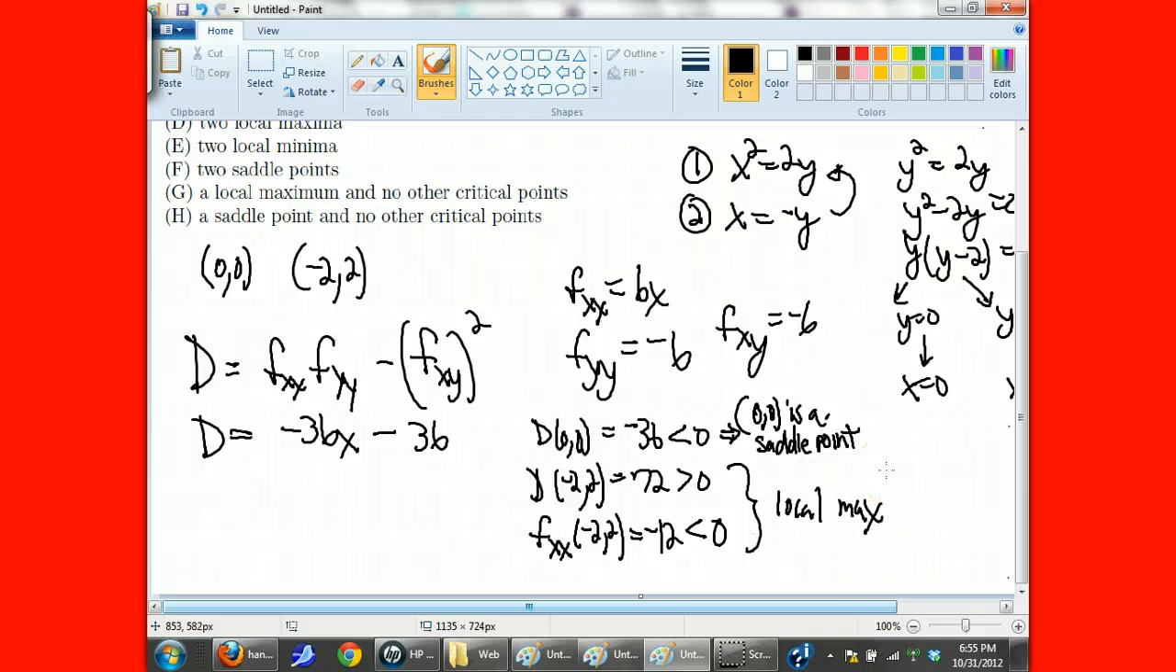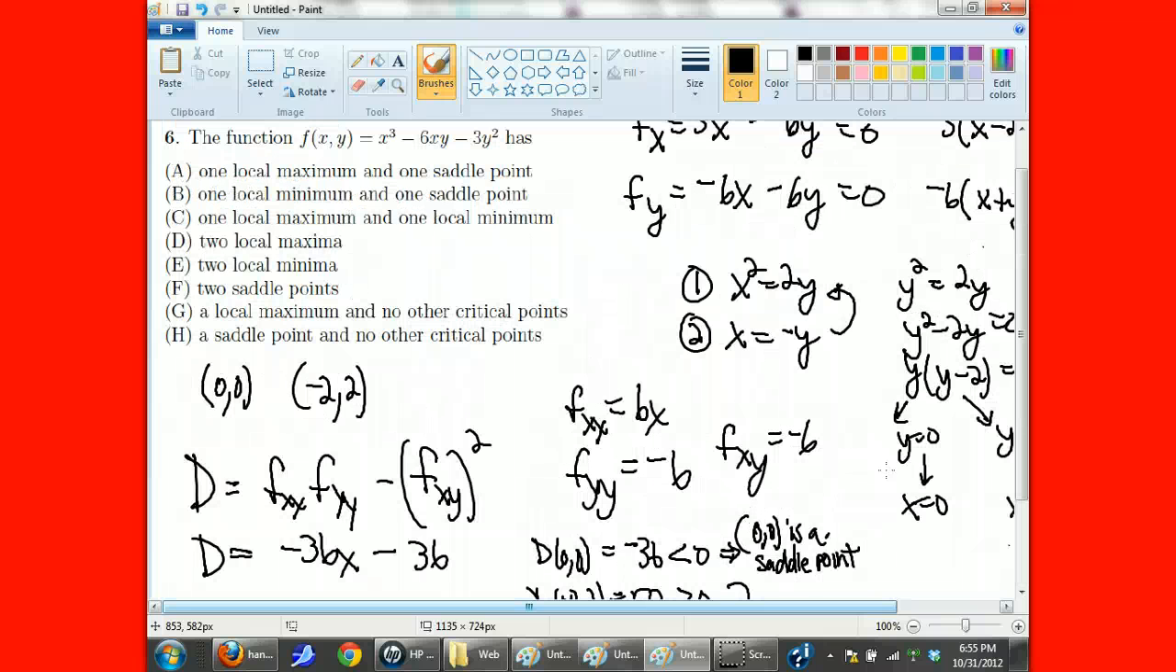This combination means local max. Had it been positive, it would be concave up like a cup, and so it's a local min. Anyway, we're done, so it answers the question. There is one local max and one saddle. Letter A.